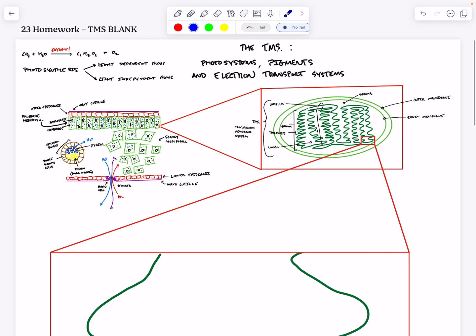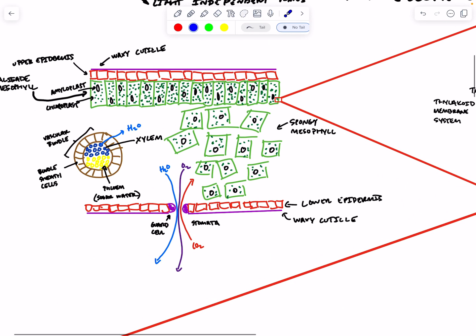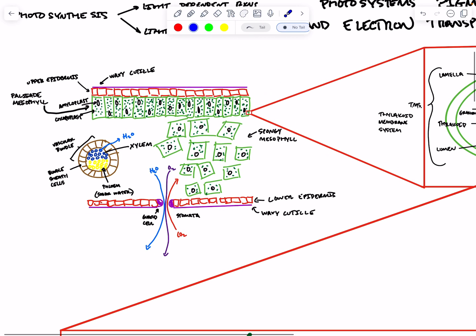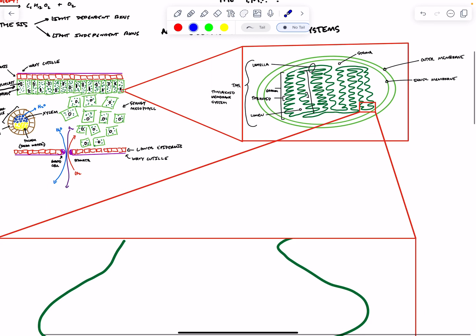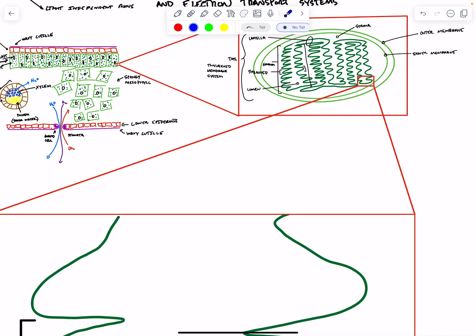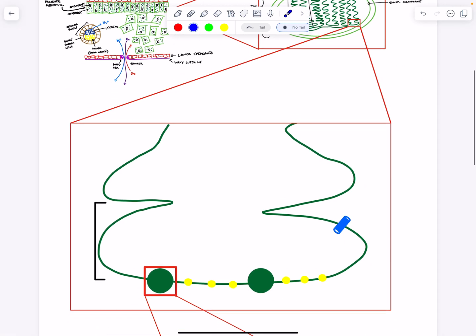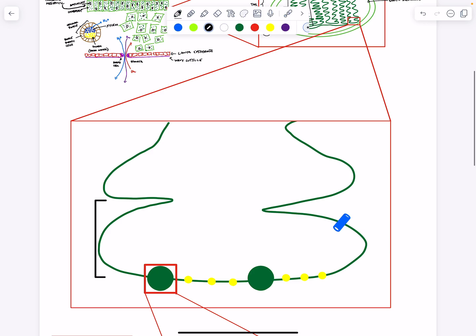Just to orient yourself to where this is all happening, this is the cross-section of the leaf, and you know the primary site of photosynthesis is the palisade mesophyll, and the spongy mesophyll is the secondary site of photosynthesis. Inside of all of these cells that are doing photosynthesis, we have tons of chloroplasts, and you've been introduced to the structure of the chloroplast. We're going to zoom in today on one single thylakoid. So that's what this box is.